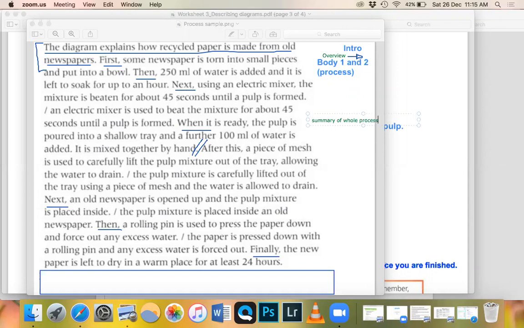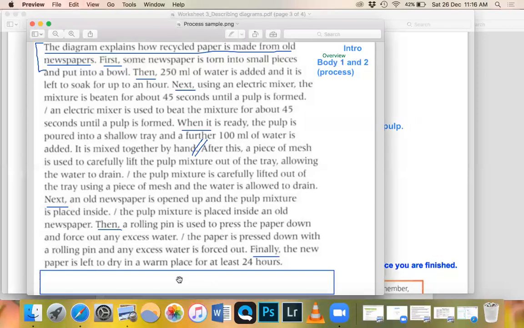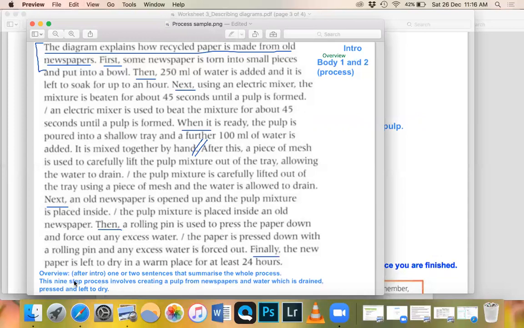Okay, so this is just 1 or 2 sentences that describes the whole process. So we put this before the steps because we want to give them a brief summary of the process that we're going to explain. So let's have a look at what that would look like. So before we list the process, we would say something like this. So the overview comes after the introduction. It is 1 or 2 sentences that summarizes the whole process. So you can mention the number of steps here.